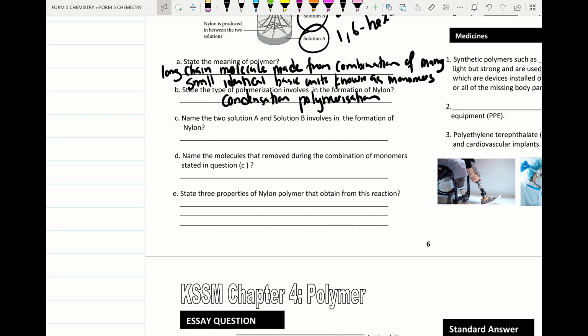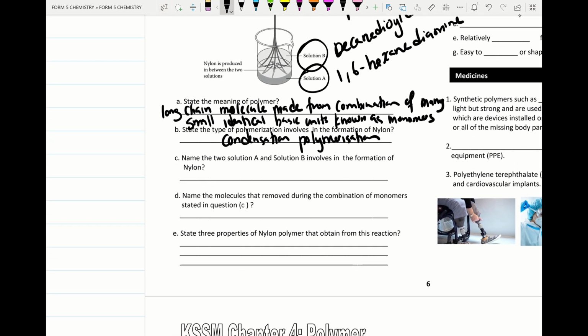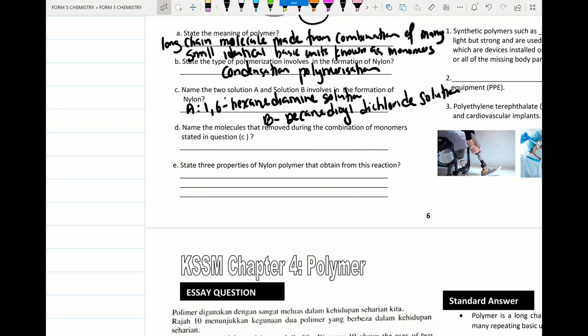State the names of the two solutions, solution A and solution B, involved in the formation of nylon. Solution A will be 1,6-hexanediamine solution, and solution B will be decanedioyl dichloride solution. Try to check question D. Name the molecules that are removed during the combination of the monomers stated in question C. That will be hydrogen chloride molecules.